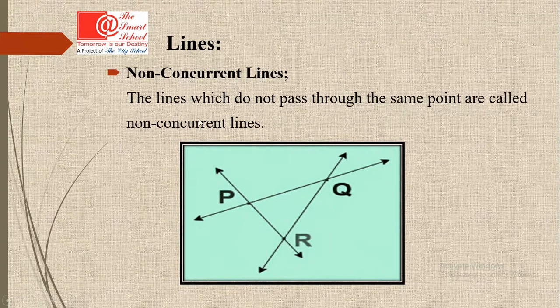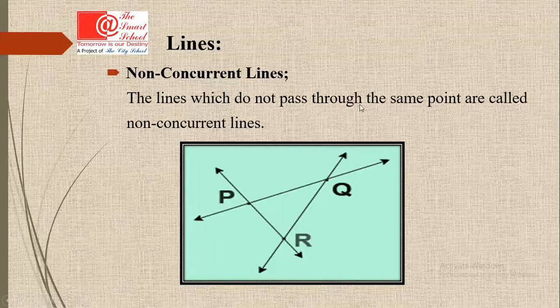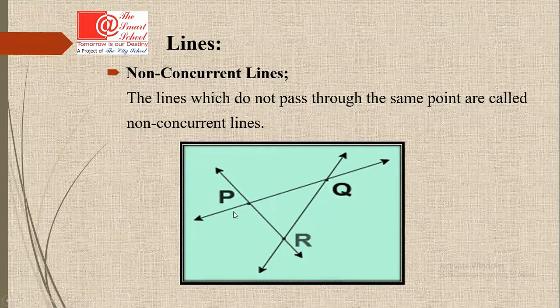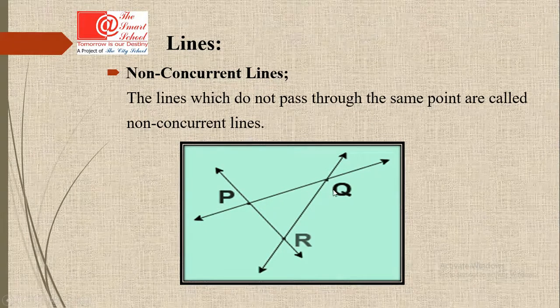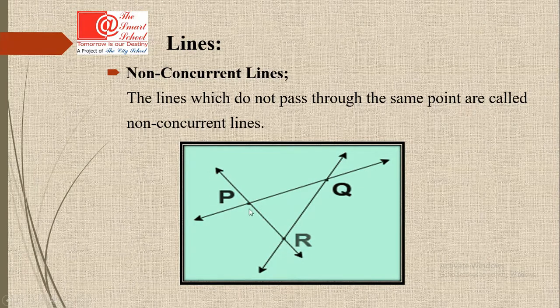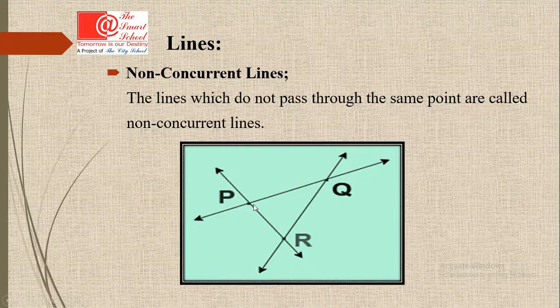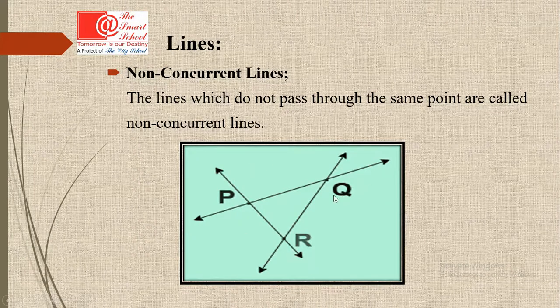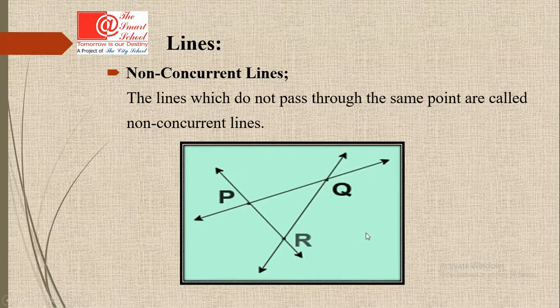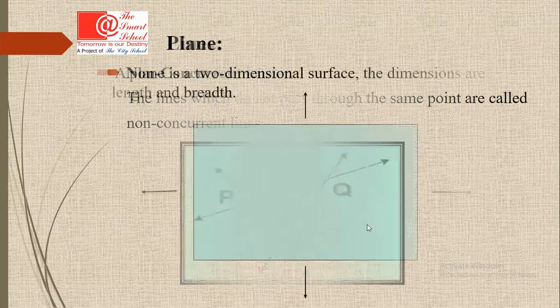Non-concurrent lines, so the lines which do not pass through the same point are called non-concurrent lines. Here you can see line P and line Q. They are intersecting at this point. Q and R intersecting at this point, and P and R over here. But all these three lines are non-concurrent because these three lines are not passing or not intersecting at one point, so these are non-concurrent lines.